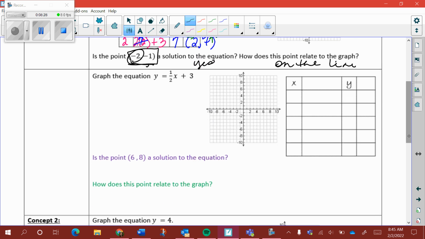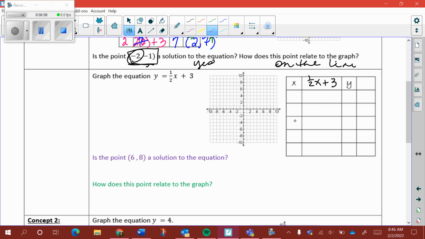The next one says graph the equation y equals 1/2 x plus 3. Well, this one has a denominator of 2. Before, on the first one that we did, I said the denominator all the way across was going to be a 1. Here, I have a denominator of 2. So I want to go by 2's over here in my x-axis, or my input.